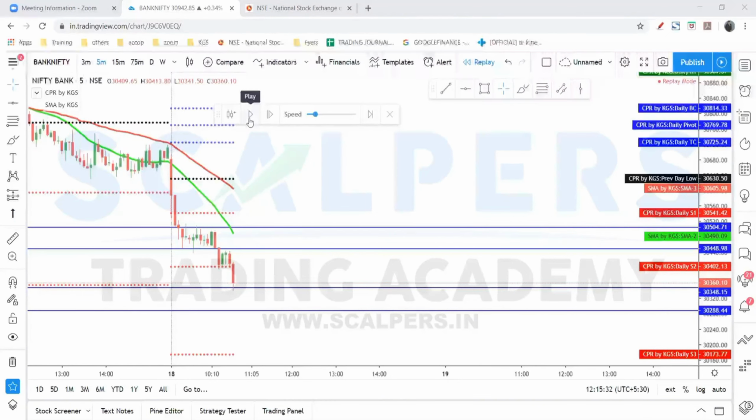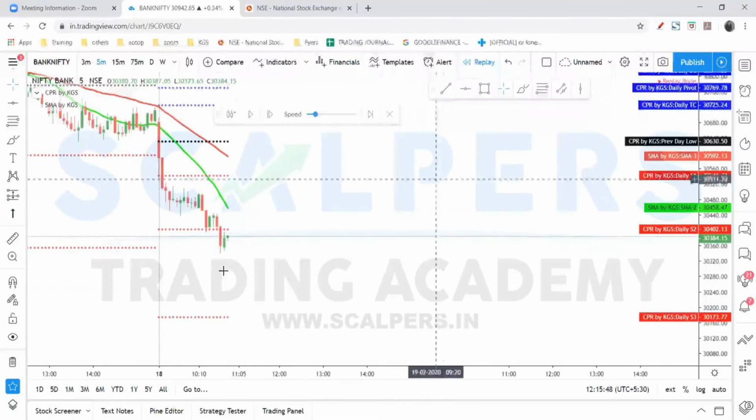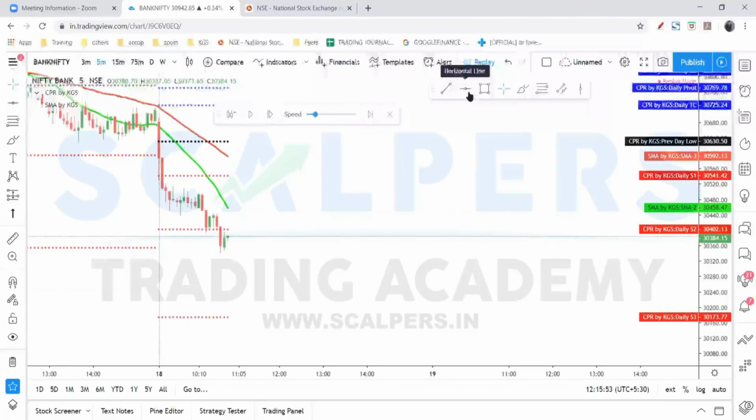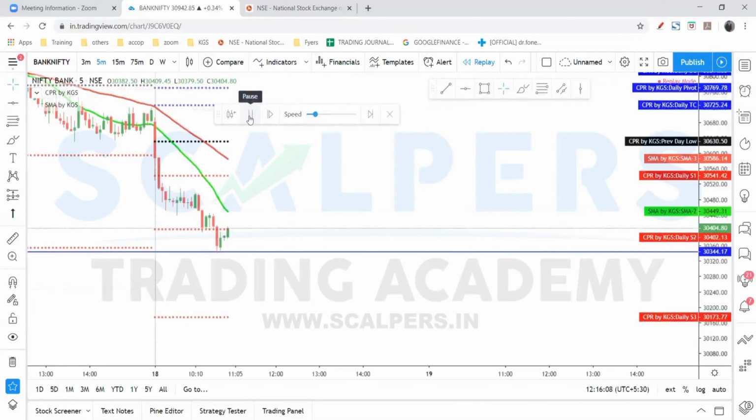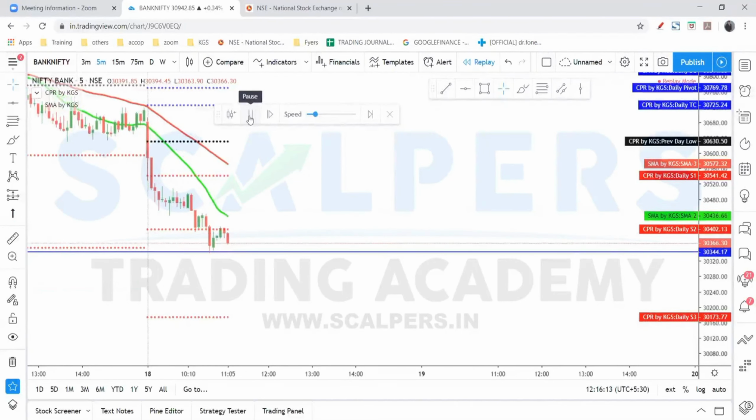See, within one candle, my target is reached. After that, I can trail my profits, or once again, I can mark the day low. Let's assume you are watching the market only after 10 or 10:30. Then once again mark the day low. When this day low is broken, again you can go for a short. So just look at the action replay.